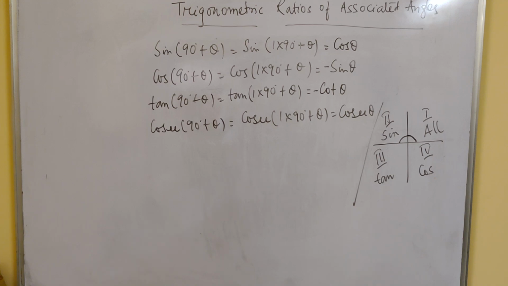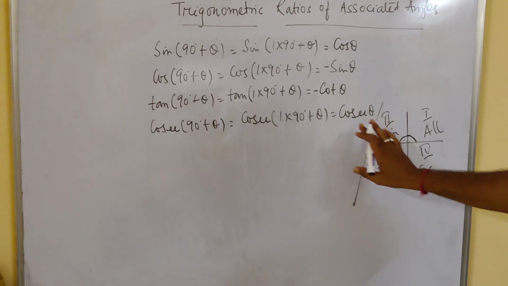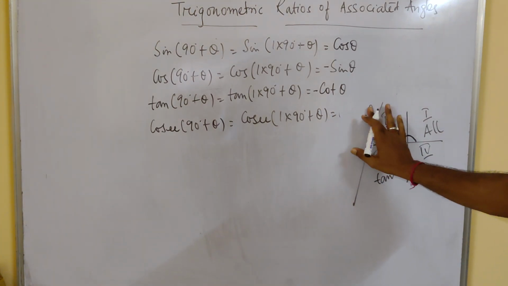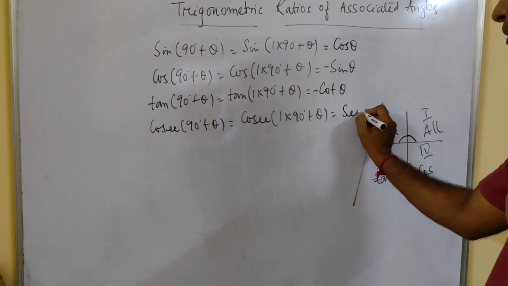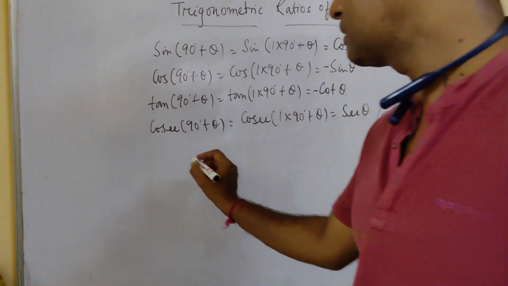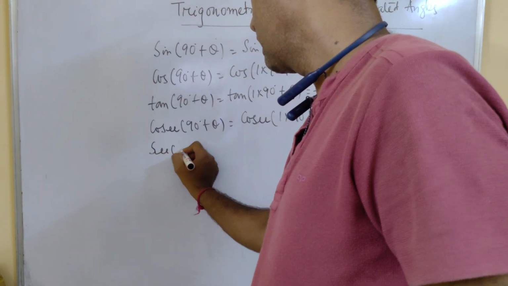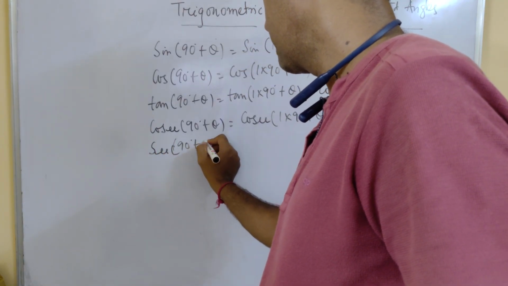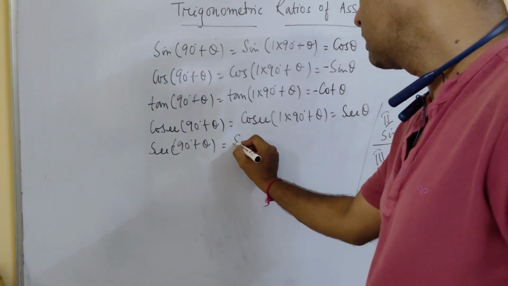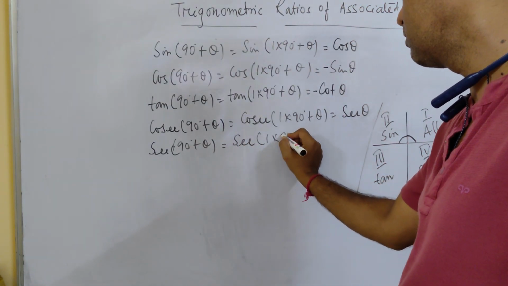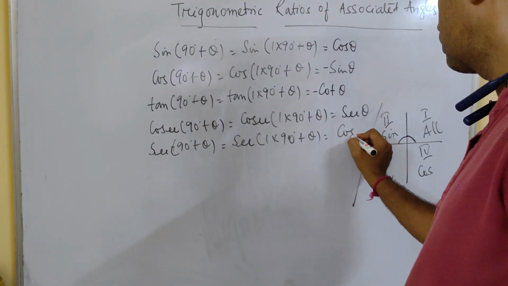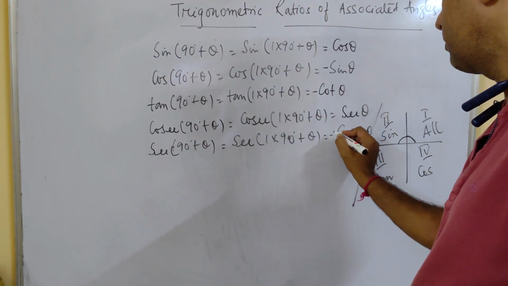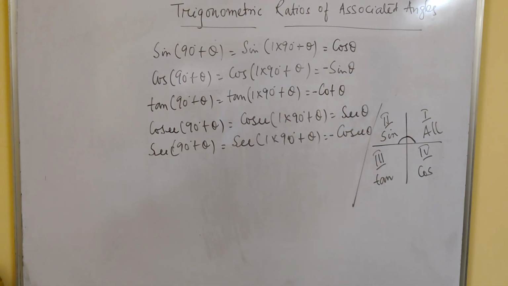Cosec 90 plus theta is equal to, as 1 is multiplied here, so it is sec theta. And sec of 90 plus theta is equal to sec of 1 into 90 plus theta, which is cosec theta, and minus, as it lies in the second quadrant. So it is minus cosec theta.